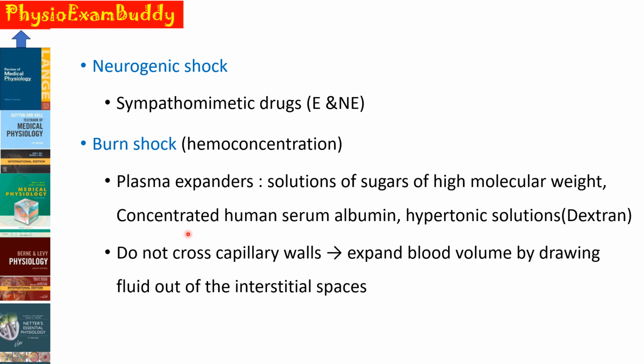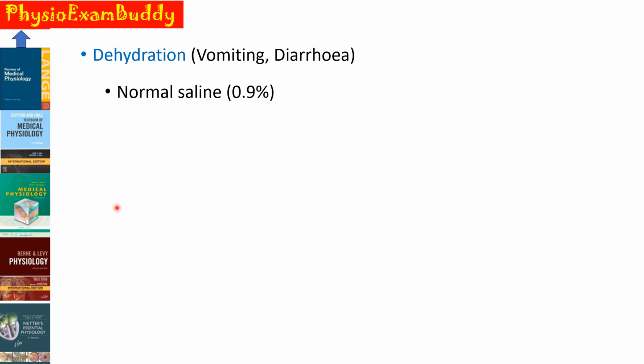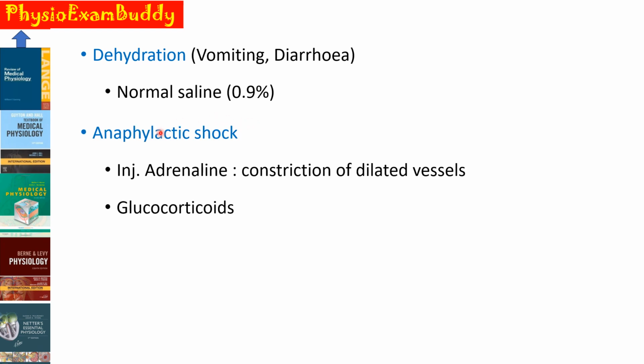Out of these, concentrated human serum albumin as well as other solutions like dextran expand the blood volume by drawing fluid out of the interstitial spaces. In dehydration due to vomiting and diarrhea, 0.9% normal saline is found to be useful. In anaphylactic shock due to allergies, injection of adrenaline can cause constriction of the dilated vessels, and glucocorticoids can decrease the antigen-antibody reaction.